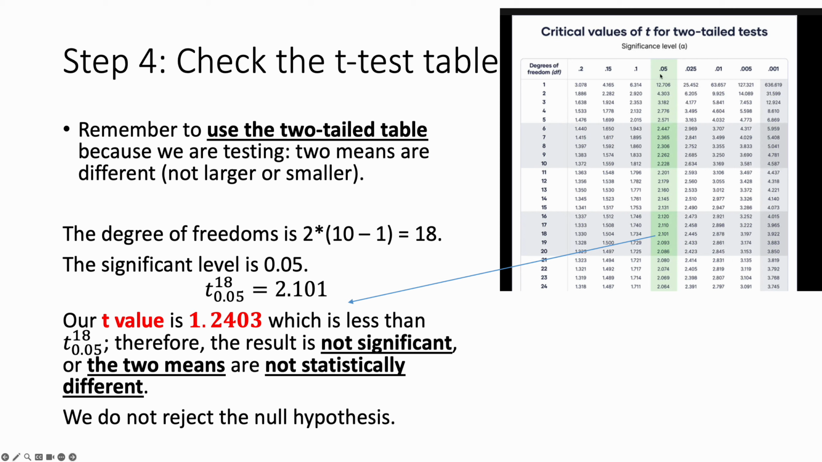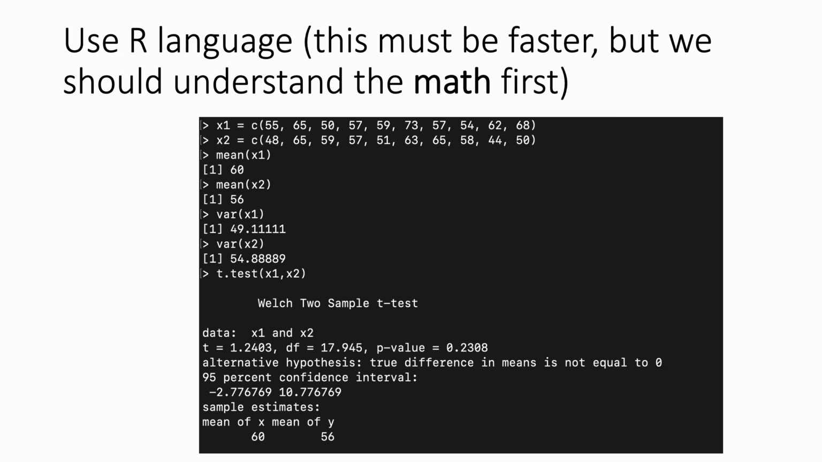Once we input all our data into this table, we can round it out and we will find our t-test table value is 2.101. Our t value is 1.2403, which is less than our table value. Therefore, our result is not significant, or the two means are not statistically different, which means we will not reject our null hypothesis. Then we can learn how to use R to find a similar result.